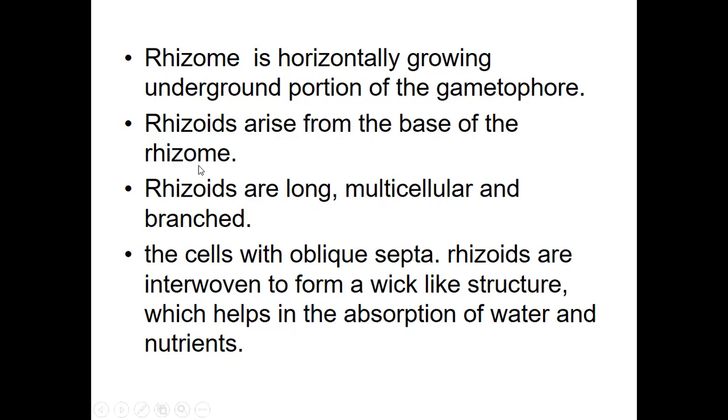And from this rhizome, the rhizoids arise from the base. Now, what are these rhizoids? These are root-like structures. They are long, multicellular and branched structures. They appear just like roots. The cells of these rhizoids comprise septa, and all these rhizoids are interwoven to form a wick-like structure. All these long filaments wind up with one another, forming just like a wick. These rhizoids help in absorption of water and nutrients from the substratum, playing the role of root-like structures of the higher plants.